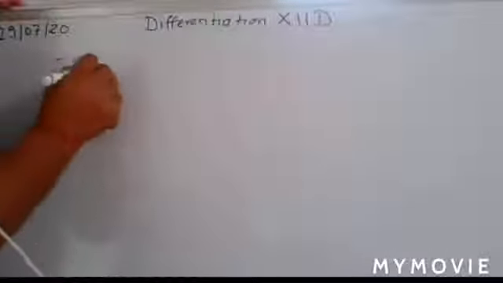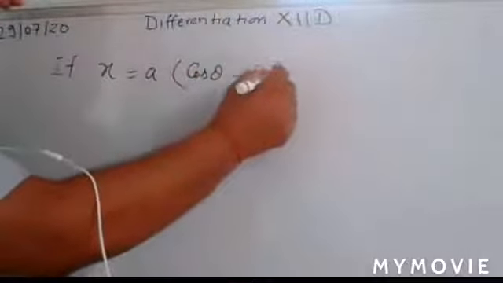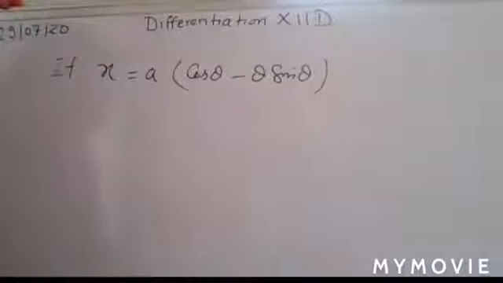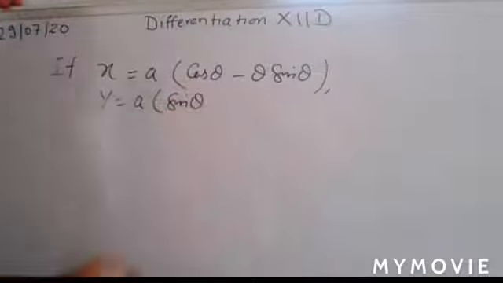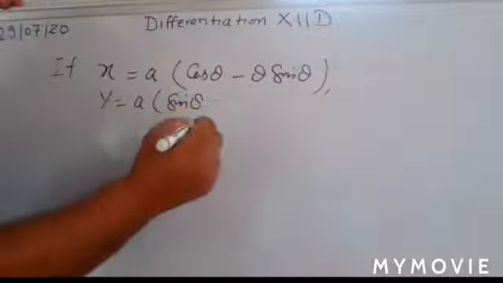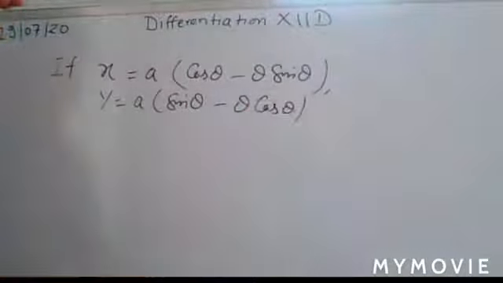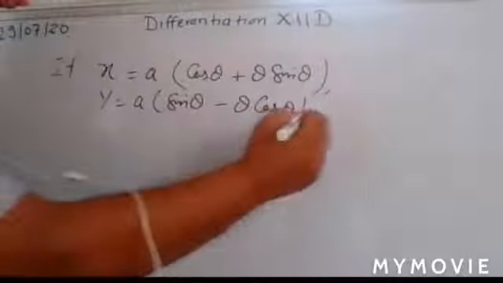So, if x is equal to a into cos theta plus theta into sin theta, and y is equal to a into sin theta minus theta into cos theta. Note that, I repeat: x is equal to a into cos theta plus theta into sin theta, and y is equal to a into sin theta minus theta into cos theta.